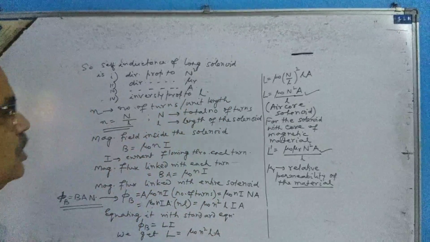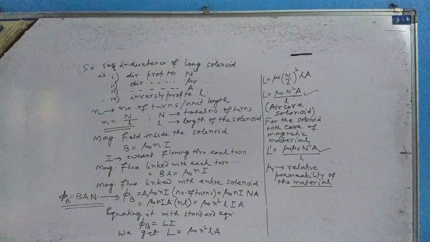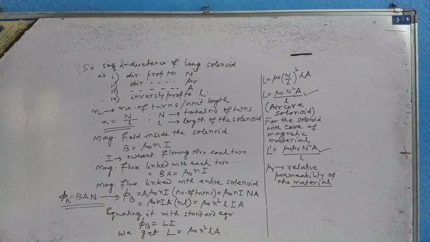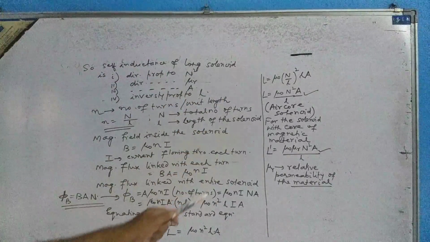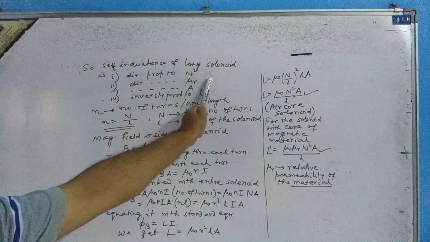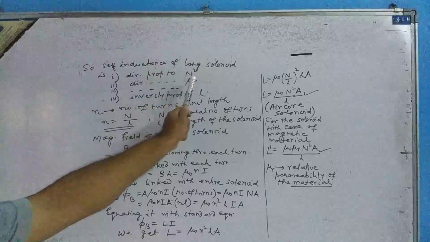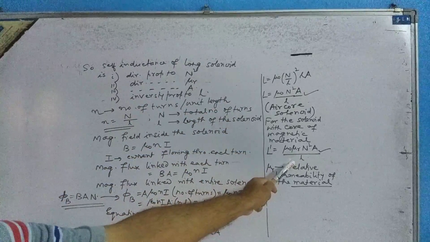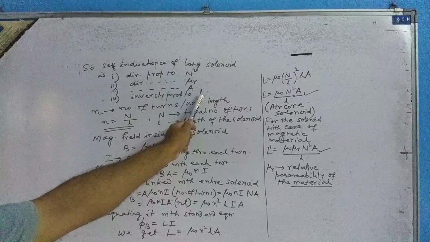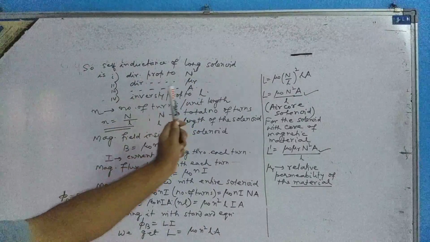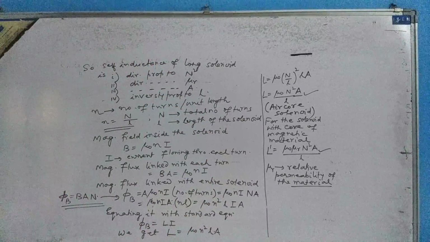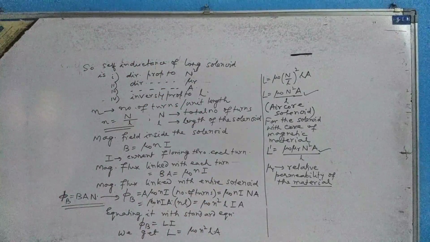Look, if you are asked on what factors the self inductance of the solenoid depends, it will depend on these factors: directly proportional to the square of the number of turns, directly proportional to the relative permeability of the material inserted, directly proportional to the cross sectional area of the solenoid also, but inversely proportional to the length of the solenoid. This is an important derivation. Okay.